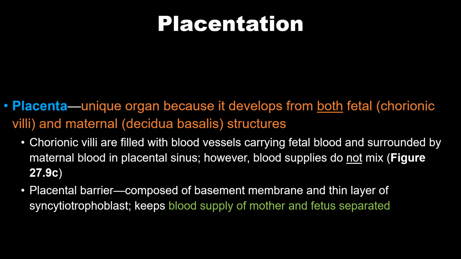The placenta is actually going to be considered a unique organ because it develops from both fetal and maternal structures: the fetal portion formed by the chorionic villi, the maternal portion by the decidua basalis. And the chorionic villi contain those fetal blood vessels that are surrounded by maternal blood in the placental sinus, but maternal blood and fetal blood never mix because they're separated by the placental barrier. The barrier actually consists of maternal and fetal basal laminae, fetal connective tissue, the cytotrophoblast, and the syncytiotrophoblast.